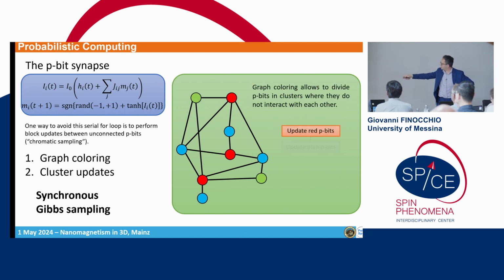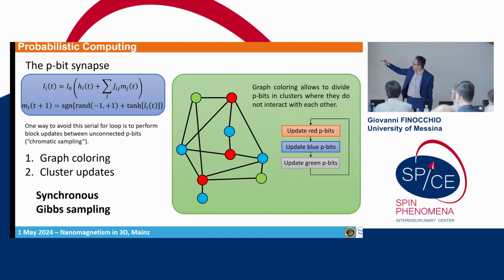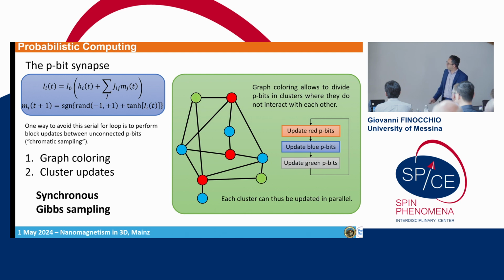You have the colors here. And then, because they don't interact, here you can update all the clusters at the same time. So this is the first way you can parallelize anything. For example, here you have first red, blue, and green. So you see, you move from 9 sequential operations to just 3.